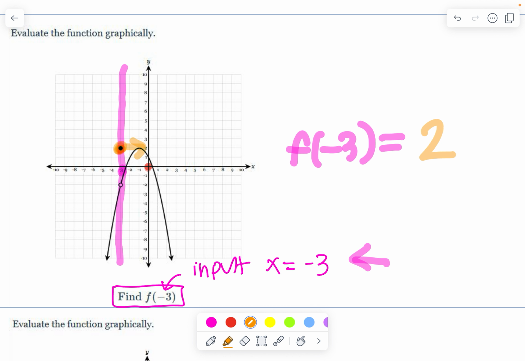There's a hole. You can't fill the hole. You can't say the value exists. However, if there's a closed dot, then we want to use that one.